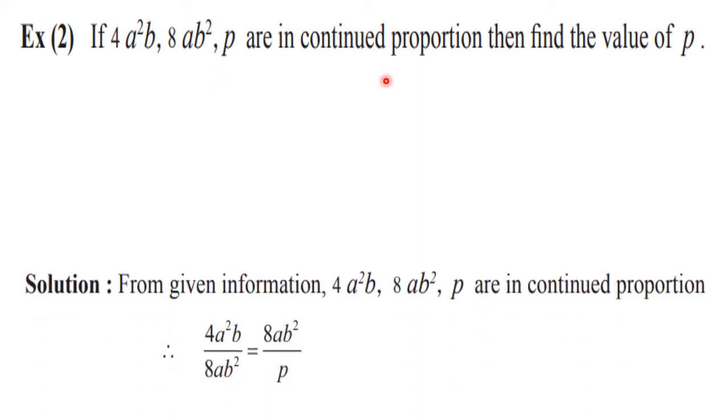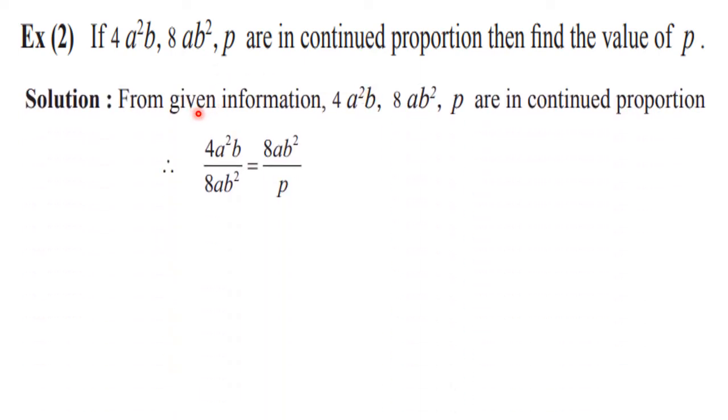Always write down the statement from the question first, that 4a square b, 8ab square and p are in continued proportion. Therefore, we can write them in the form of ratio like this, that 4a square b upon 8ab square is equal to 8ab square upon p. Or you can write down the middle term square, that is 8ab square the whole square is equal to 4a square b into p. Anyhow it will do. It is going to give us the same answer.